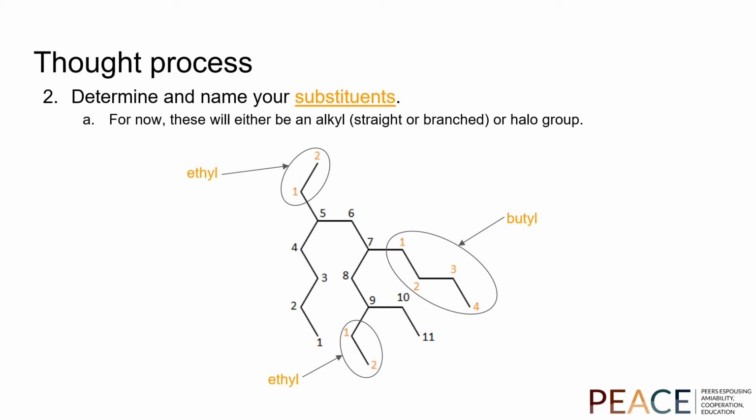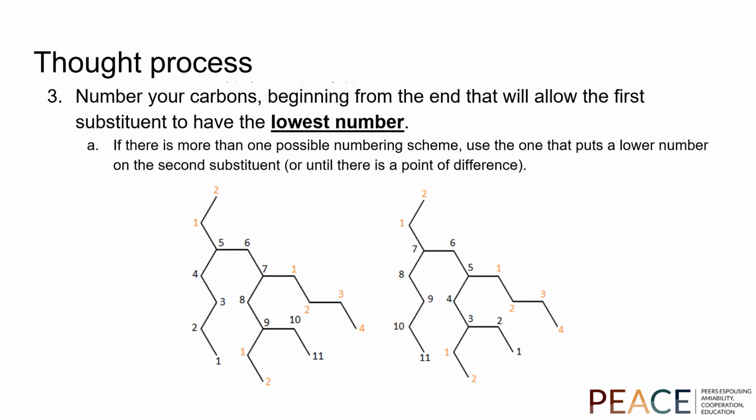Overall, we should have 2 ethyl groups and 1 butyl group. Again, you should review the prefixes for alkyl groups if this felt uneasy. Moving right along, we should now number. With our carbon chain, there are 2 ways to do this. We can start numbering from the leftmost end or the rightmost end.